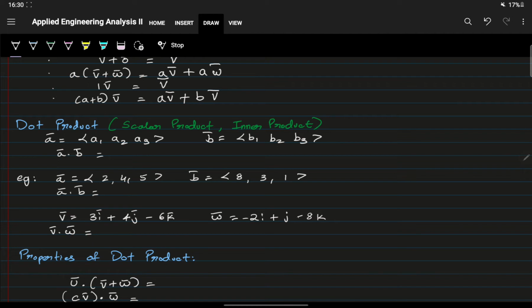Now let us see the dot product. It's also called the scalar product or inner product. So how do we calculate it? Let us consider two vectors a bar and b bar. So the dot product of these two vectors is provided by this. Let us see an example. We have two vectors (2, 4, 5) and (8, 3, 1). Let's calculate the dot product of these two vectors.